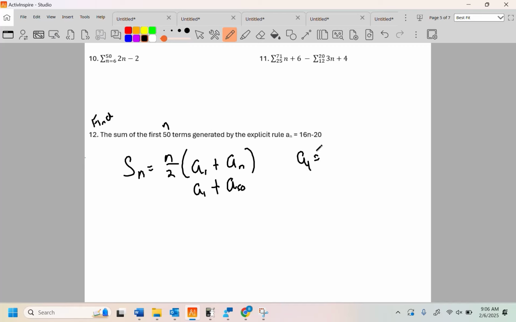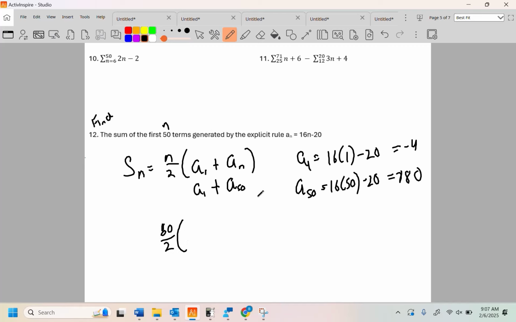So you go off to the side, you plug in a 1 to get the first term, and that'll give you negative 4. And you go off to the side, and you plug in a 50 to get the last term. And that'll give you 780. Yeah, that's right, 780.